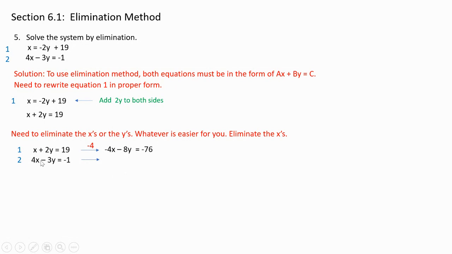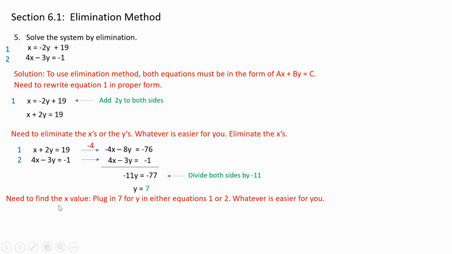Now, since we're not going to do anything with equation number 2, it stays how it is. If you notice, if we add them, right, the x's will be eliminated. So we got negative 8 minus 3 will give us negative 11y. Now we're going to divide both sides by negative 11. So we get y equals 7.